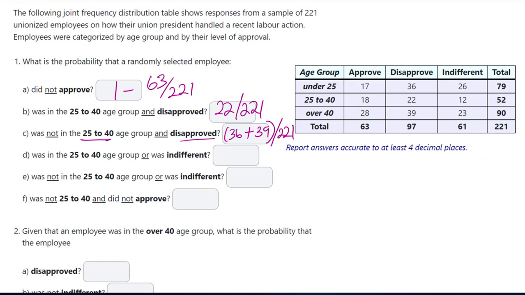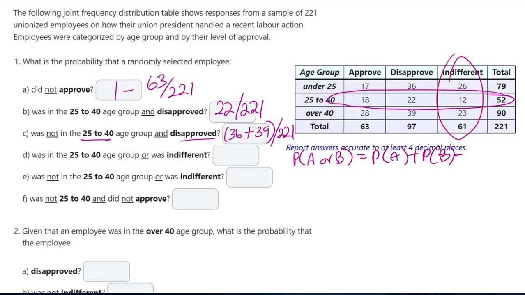In part D, was in the 25 to 40 age group or was indifferent. So we just need everything that is captured there, which will be all those values, or we can use the addition rule. Using the addition rule, which is P of A or B equals P of A plus P of B minus P of A and B. So here we will have 52 plus 61 minus 12, and that divided by 221. And that will give us the answer.